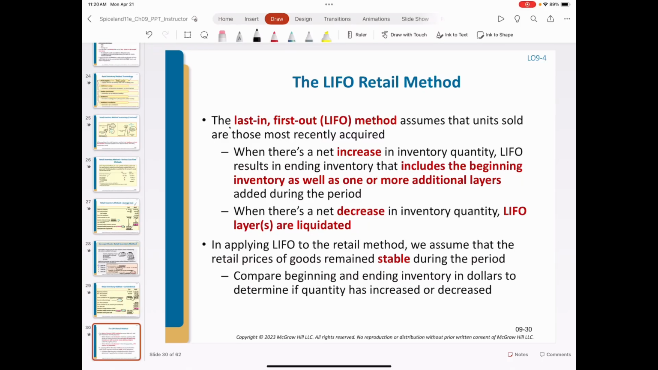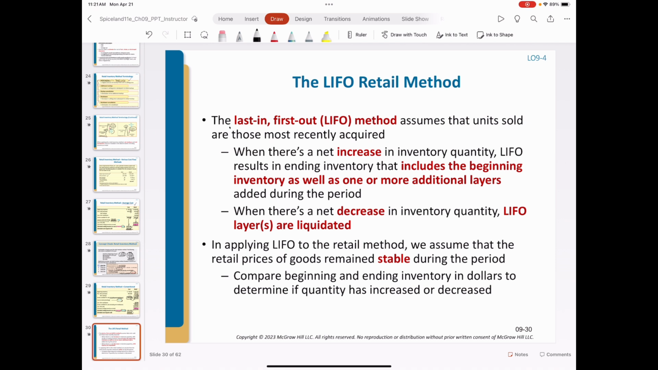The LIFO retail methods. With these methods we still apply retail methods, but we integrate the cost flow assumption LIFO, last in, first out, that was introduced in the prior chapter. What's last in, first out? The newer inventory that was purchased will be considered first sold, or out.